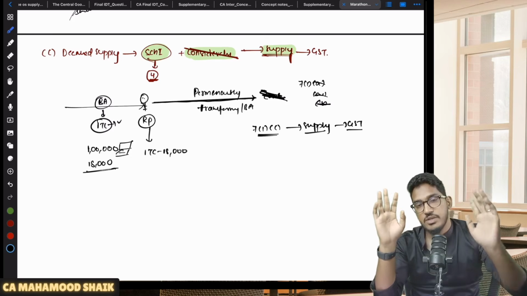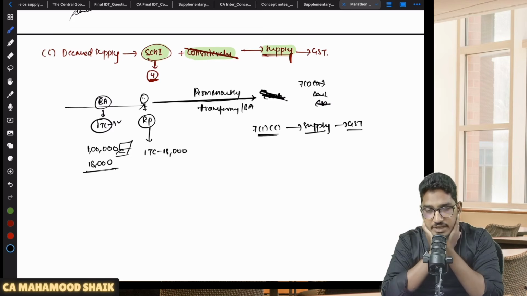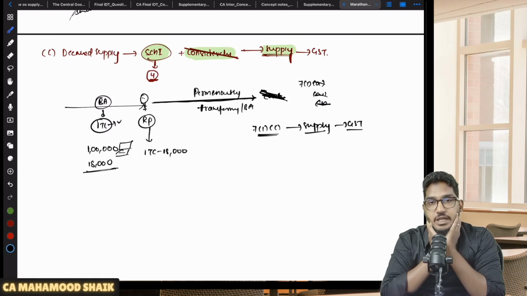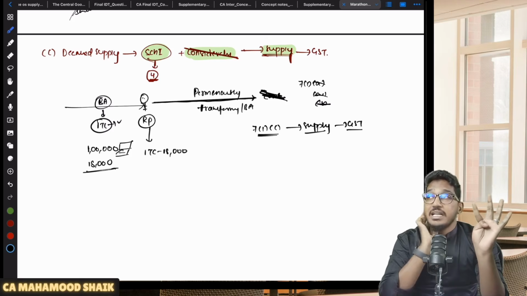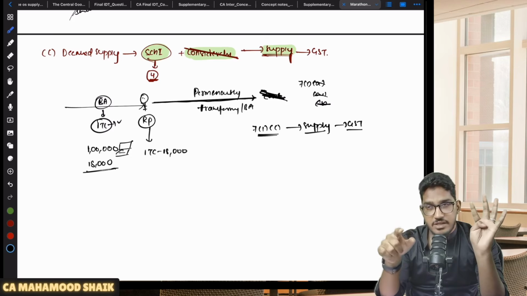Understood? Clear? So what is the first activity which will be deemed as supply, even if done without consideration? Permanent transfer or disposal of a business asset on which ITC is availed. Then it will be deemed as supply, even if transferred without consideration. Now, a few things you have to keep in mind. Only those business assets on which ITC is availed, if they are getting permanently transferred without consideration, then only it will qualify as supply.